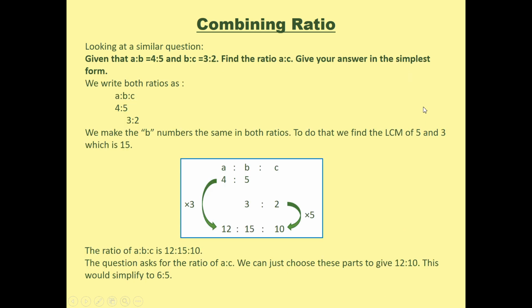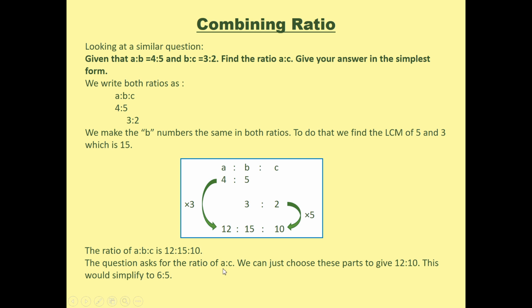We might also have similar questions like this, where we've just got A to B and B to C. We're asked to find the ratio A to C. And again, give our answer in the simplest form. So we can write both ratios out. A to B is 4:5, B to C is 3:2, and we'll make the B numbers the same in both ratios. And to do that, we find the lowest common multiple of 5 and 3, which here is 15. So we multiply that first ratio by 3, the second ratio by 5, and altogether we end up with 12 to 15 to 10. So the ratio of A to B to C is 12 to 15 to 10.